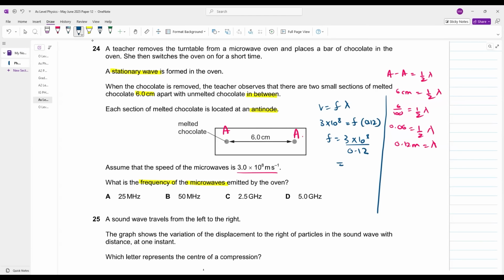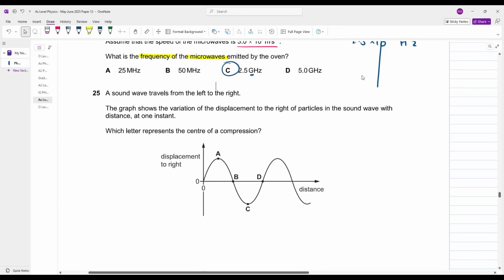This comes out to be a very large number, that is 2.5 into 10 raised to the power of 9 hertz. 10 raised to the power of 9 is equal to what? Giga. C is your answer. The answer to question 24 comes out to be C. Simple.